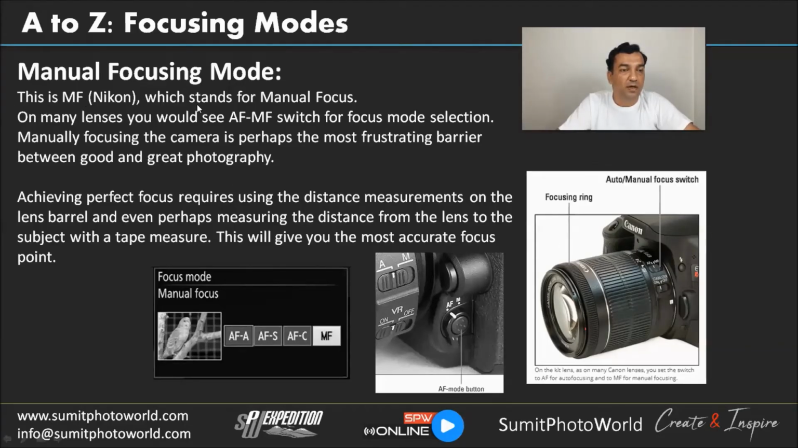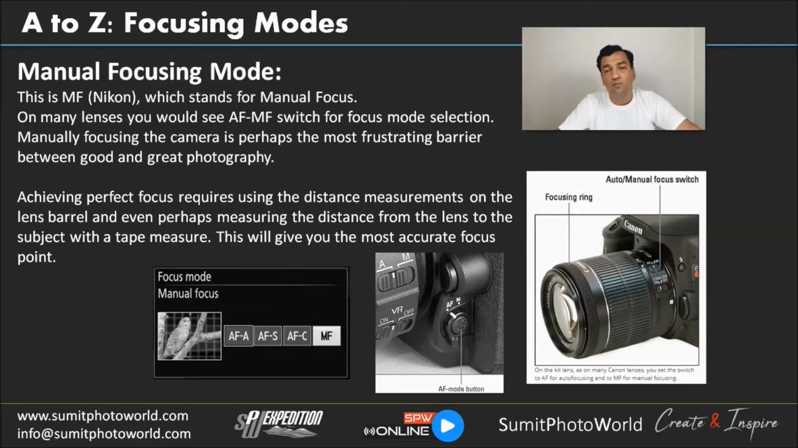This is MF in Nikon, which stands for manual focus. MF stands for manual focus. On many lenses, you would see an AF/MF switch or focus mode selection. Manually focusing the camera is perhaps the most frustrating barrier between good and great photography. So this is the key thing, and it can be a big difference between an average and a better photographer, how you can use the manual focusing modes.